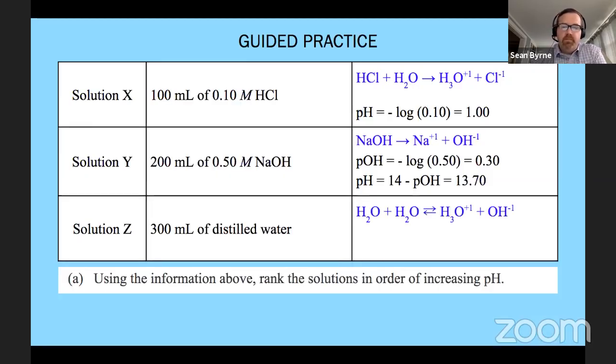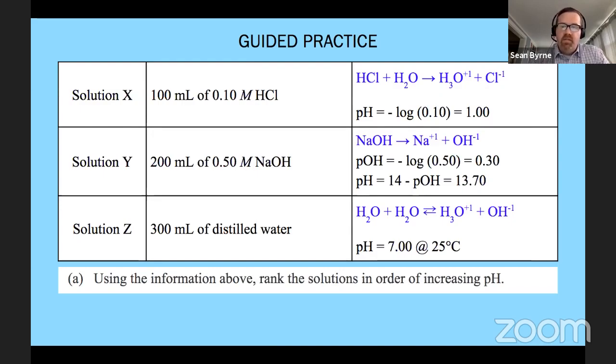Lastly, our water is just distilled water. And because the problem told us that we're at 25 degrees Celsius, go back and read that carefully. We know from yesterday that the pH of a water solution at 25 degrees Celsius is 7.